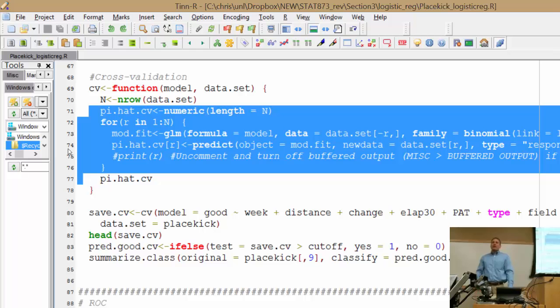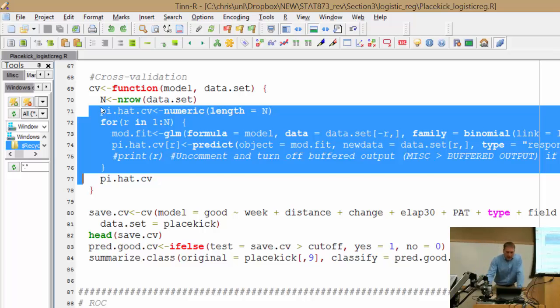It allows me to take one observation out at a time, estimate the model, predict pi hat for that removed observation, and then come up with a predicted classification. Or I'm sorry, this actually just gives me my pi hat out. So it doesn't actually tell me success or failure. We'll do that shortly. What it does is just give me my pi hat.